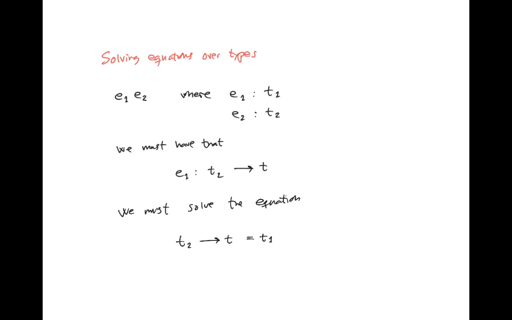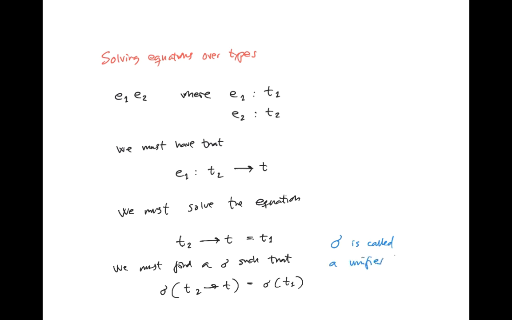So this means that we must find a substitution, sigma, such that if we then apply sigma to T2 to T, then we get the same type as we would get if we apply sigma to T1. And a sigma like that is called a unifier for this equation.